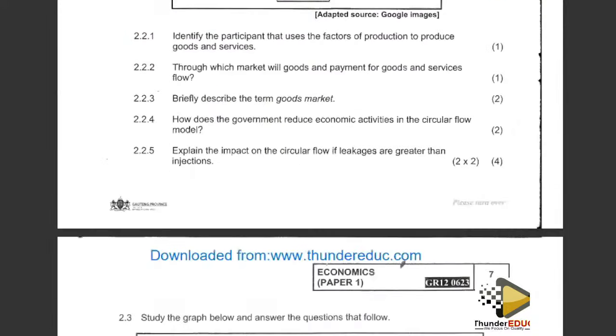Grade 12s, moving on, we have 2.2.1. Question 2.2.1 reads as follows. Identify the participant that uses the factors of production to produce goods and services. Grade 12s, remember I said that whenever you're dealing with questions in economics or any paper, it can be economics, it can be business studies and the likes, make sure that when the question says identify, this action verb is taken into account. The moment it says identify, the expectation is just to pick the answer from the given diagram, or from the given cartoon, or from the given scenario. So in this regard, our appropriate answer is going to be firms.